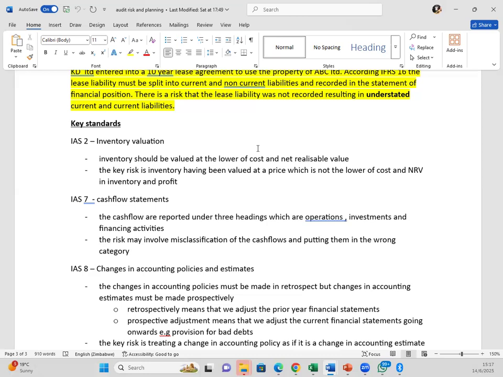So you need to consider whether the price they have valued is in line with the requirements of IAS 2. Besides that, we have IAS 7. We did talk about this one. It tells us how we classify the cash flows that we receive in the business.